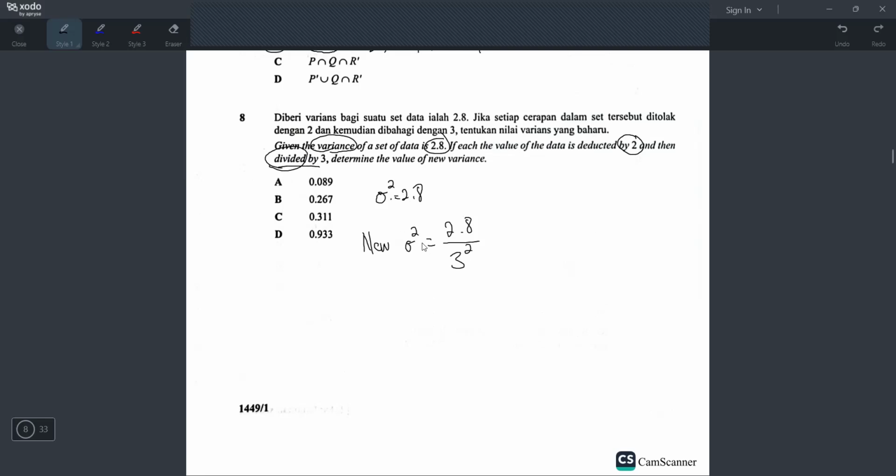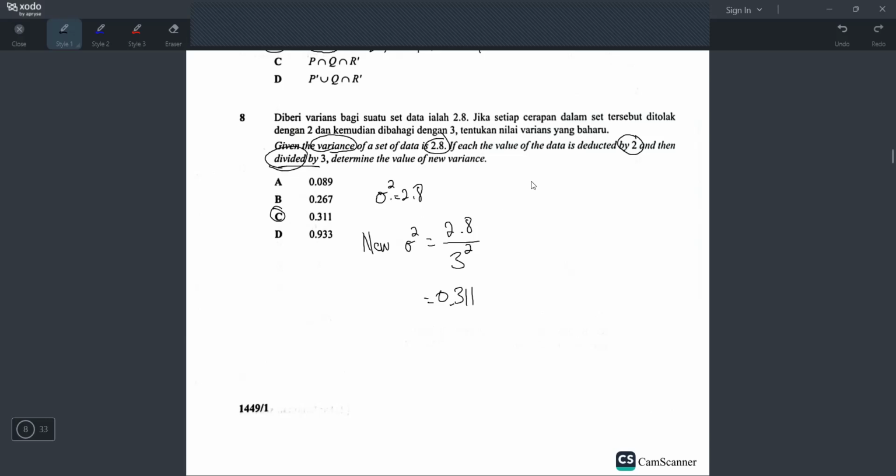Don't worry, I'll explain it later. Let's press the calculator first. 2.8 divided by 9. So you will get 0.31111111. So the answer is C. I already promised you I'll explain, so I'm going to explain it to you now. Why do you have to divide by 3 squared?